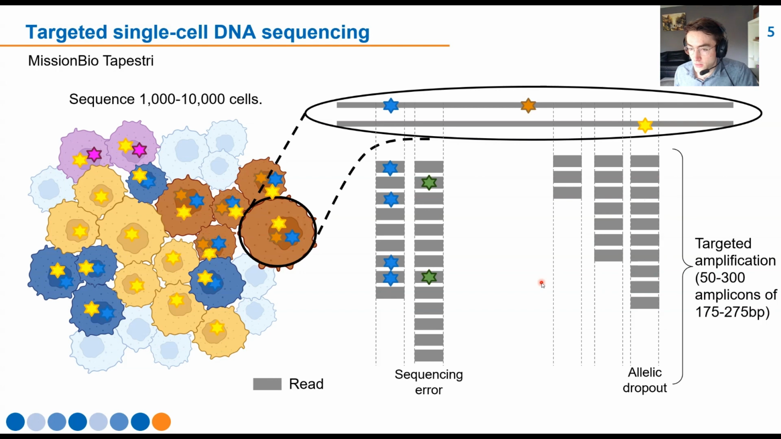And these dropouts can potentially confound the inference, because if you look at the data for this cell, you only find the blue mutation and not the yellow one. So you might infer that the blue mutation occurred first, which is not the case in reality. Therefore, we need probabilistic models in order to account for these errors.